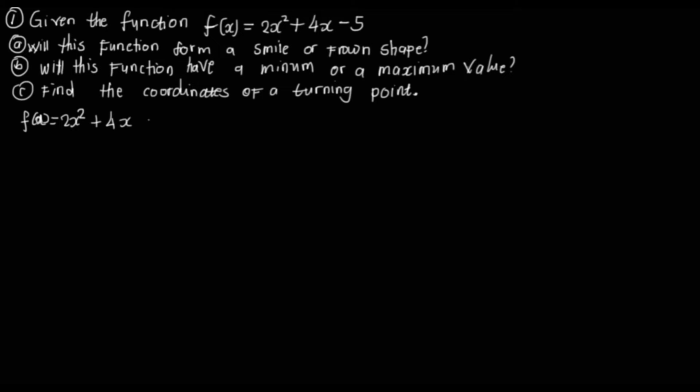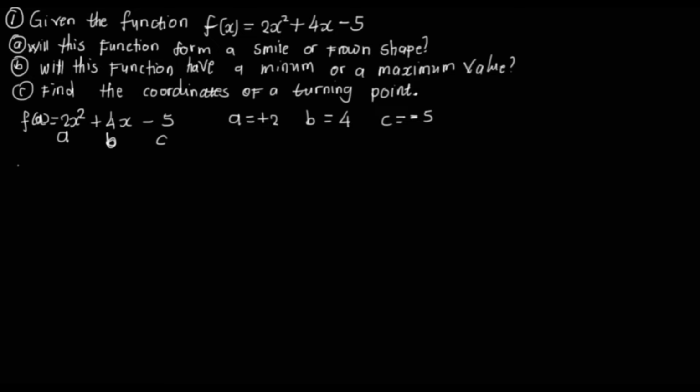Now after that, let's identify the values of a. We know from the quadratic equation or function that a is the number in front of x squared, b is the coefficient of x raised to the power 1, and c is the constant. So from there we can see that a is equal to positive 2, b is equal to positive 4, and c is equal to negative 5.